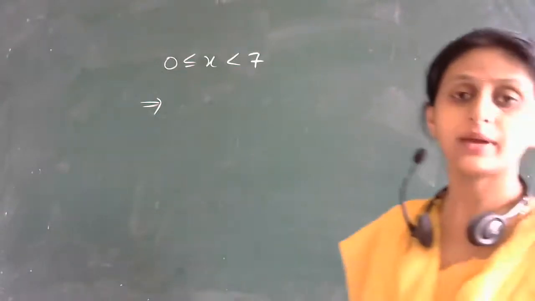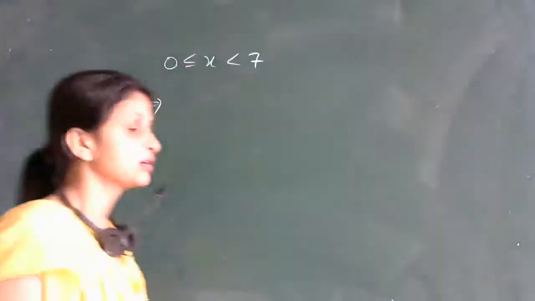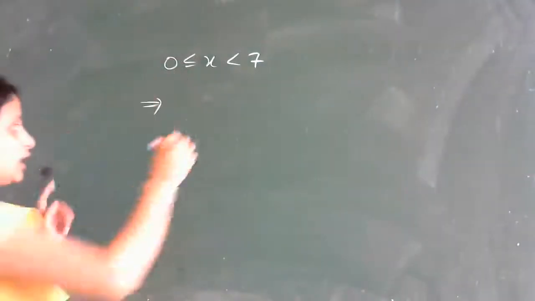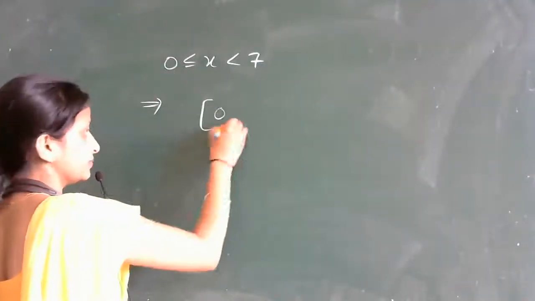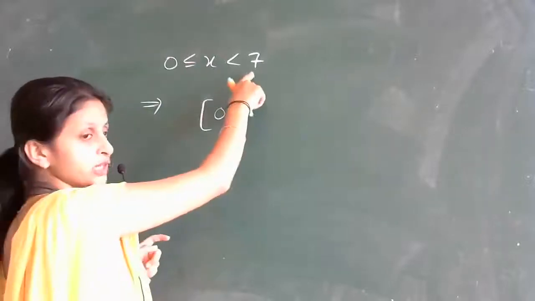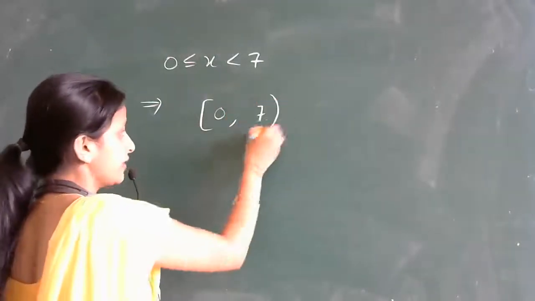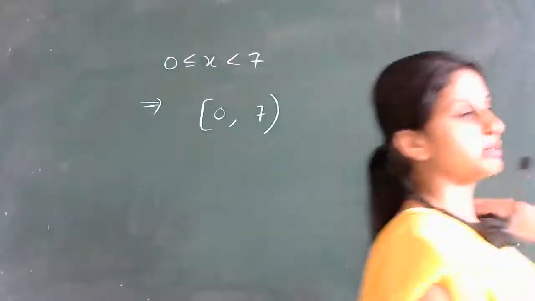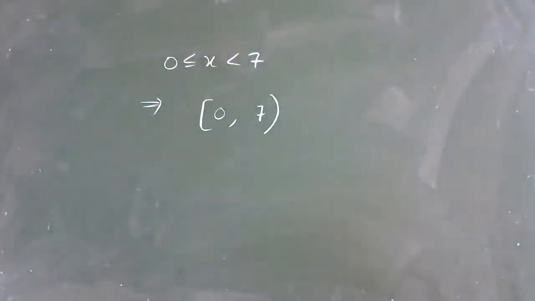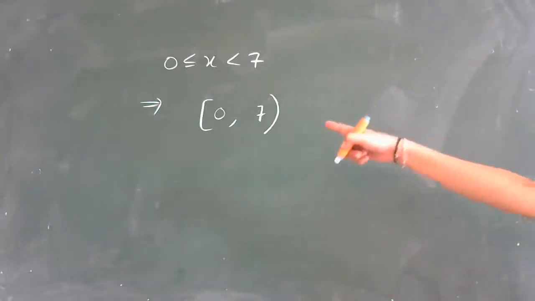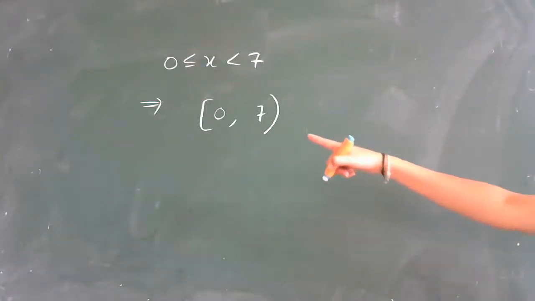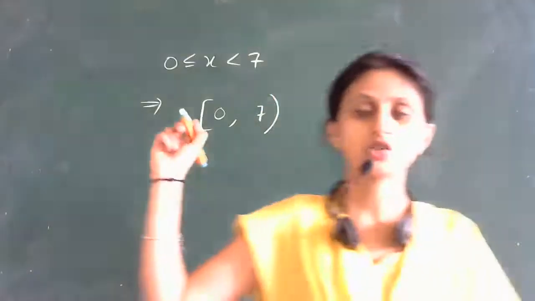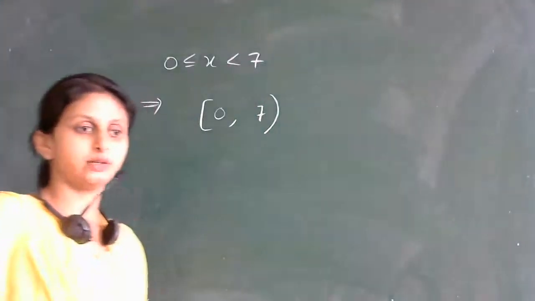Maryam is correct. Mohammed, again you are making a mistake. See, 0 is included. So here you will have closed interval. 7 is not included, so at 7 you will have open interval. Mohammed, concentrate please. I hope you understood now. 0 is included here, so at 0 we will have closed interval. Here 7 is not included, so at 7 we will have open interval.